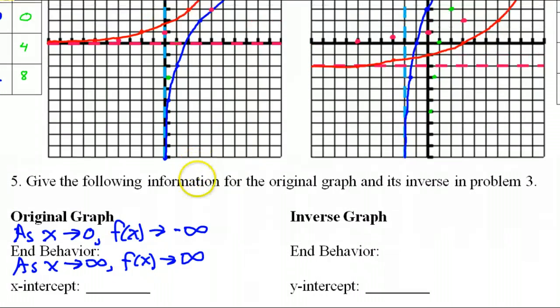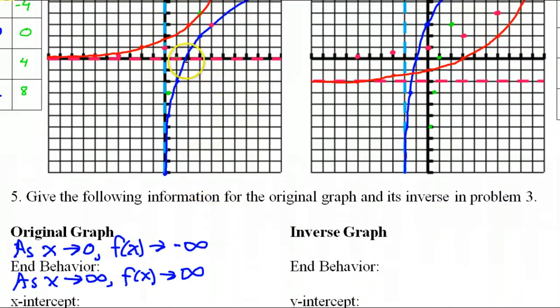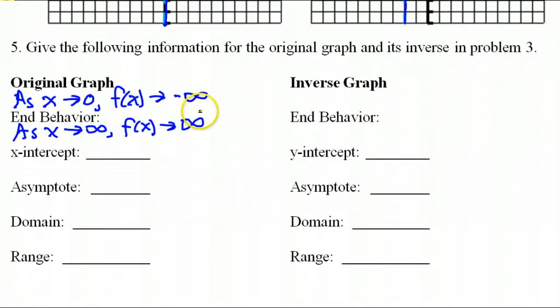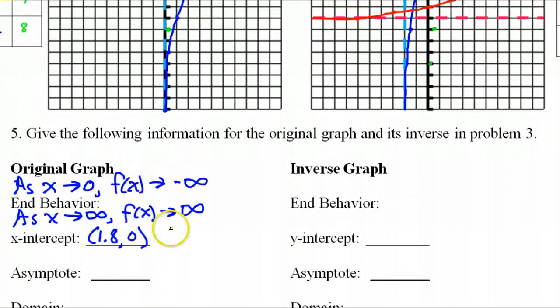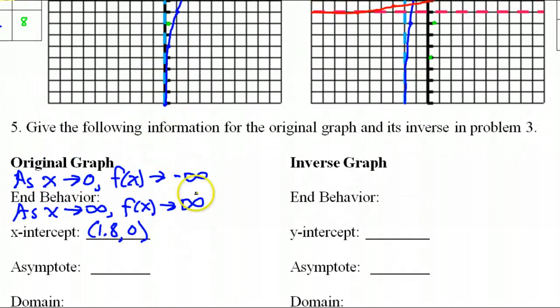So that's my end behavior. Now, my x-intercept, it seems it's really going to be some decimal here. The x-intercept is about, let's say, 1.8, or 1.8 comma 0. So I'm just going to estimate. All right, now my asymptote is x equals 0.